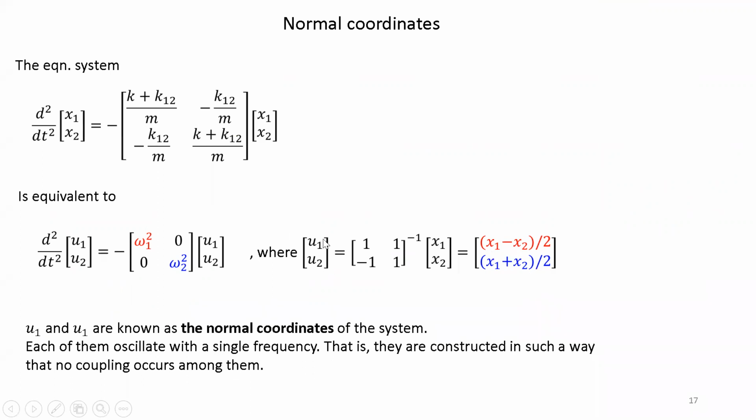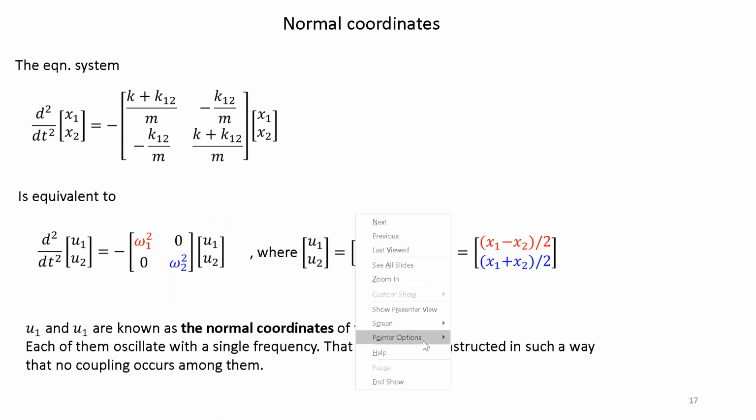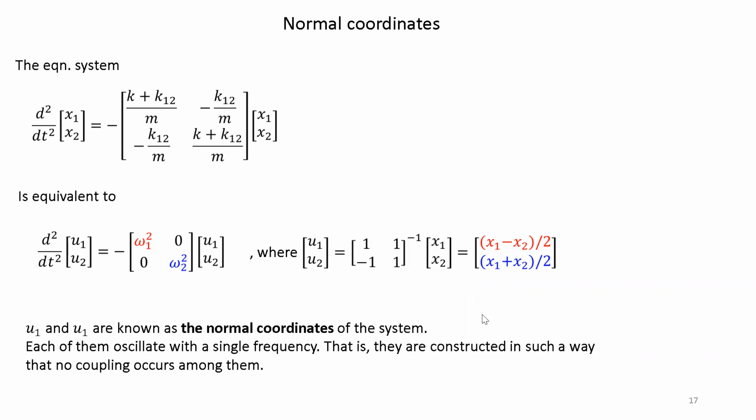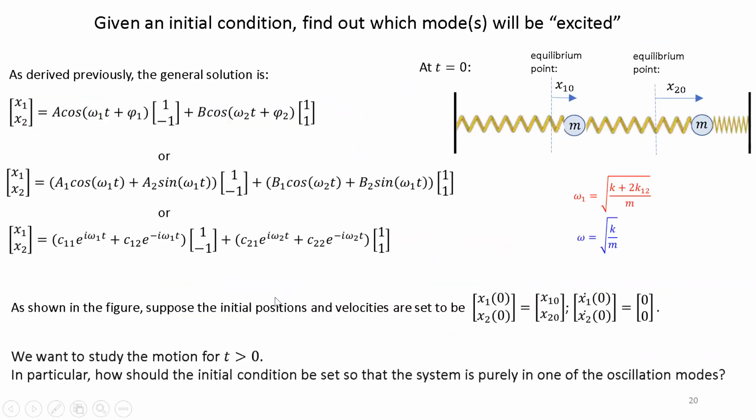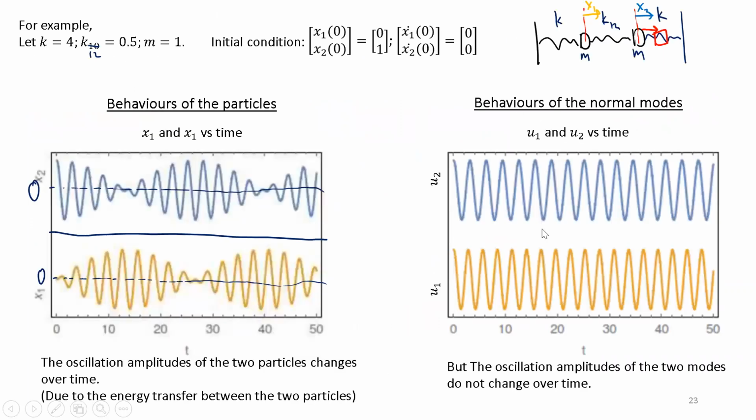So this u1 basically represents the amplitude of one of the normal modes, and the u2 is the amplitude of the other normal mode. Then you can see from here that u1 and u2 themselves don't change as a function of time. The amplitude of u1 and the amplitude of u2 don't change as a function of time.